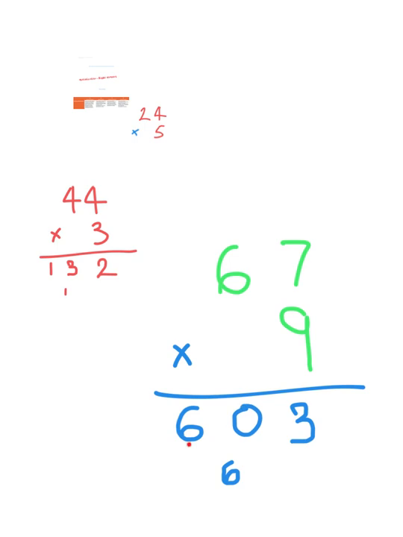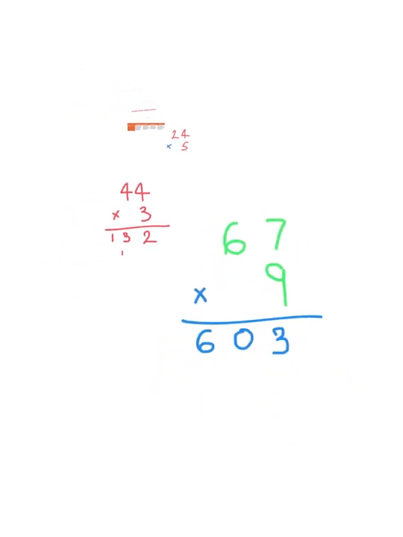603. Now, of course, 6 is in the hundreds column, 0 is in the tens column, and 3 is in the ones column. So the answer is 603. This extra 6, don't need to worry about it. That just stays there as a reminder. Now, hopefully you're getting the routine and we'll practice it in the coming weeks.